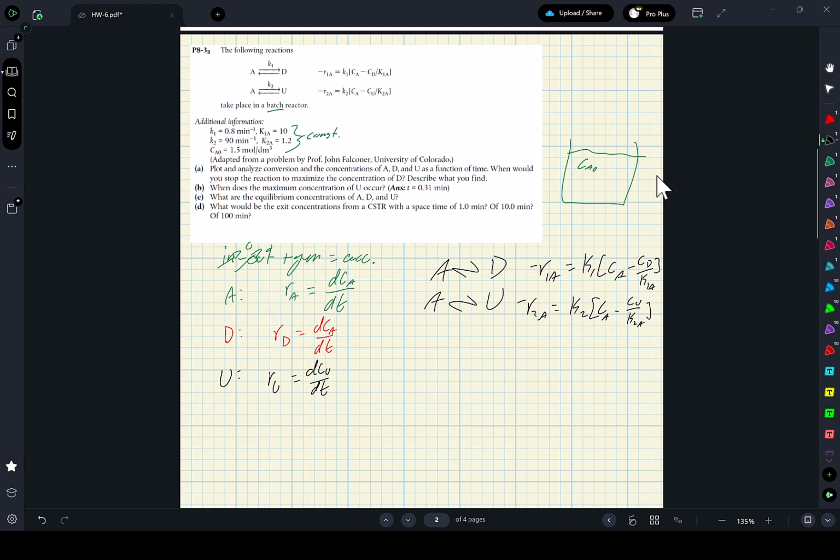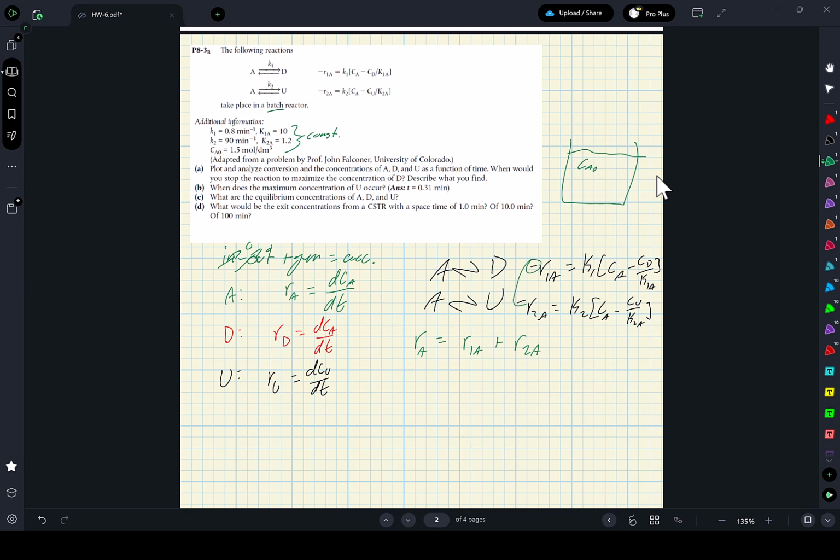And to do that, let's start with A. If we're looking at the rate of reaction of A, we notice that A is being consumed or produced in each one of these reactions, so we then need to add them together and say that the reaction rate of A is equal to the reaction rate from the first reaction plus the reaction rate of the second reaction.